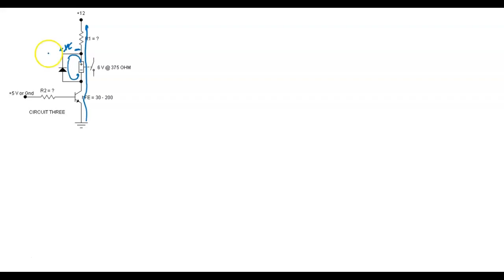We refer to that, some people call them flyback diodes. I learned it as a counter EMF, which is always opposite of the voltage you apply.